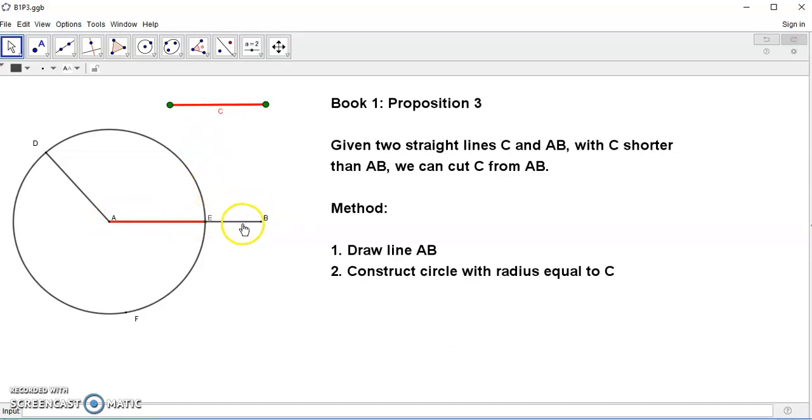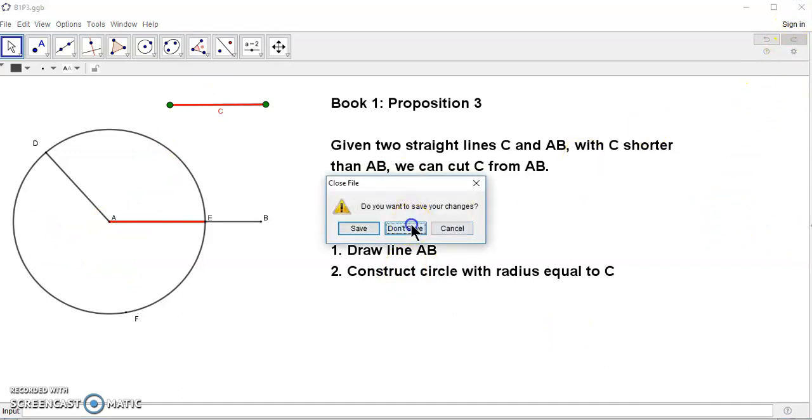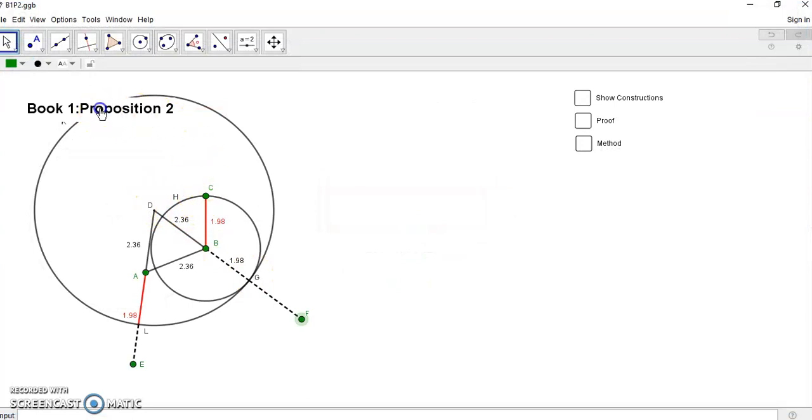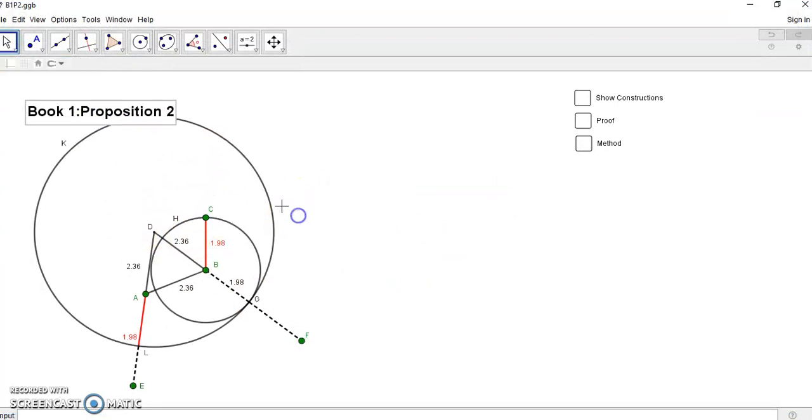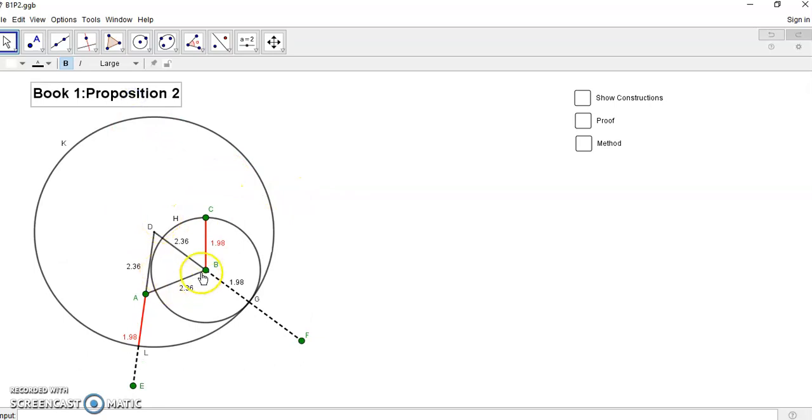Now remember, when we talk about straight lines, we're talking about distances. When we talk about any geometric object, we're talking about distances. We're not talking about anything else, okay? So bear that in mind as you do it. So the method here is very simple. You just draw a straight line like this, AB, and then construct a circle with center at A and radius equal to C. So that's how simple Proposition 3 was, and that's what Euclid should have covered before he wrote down Proposition 2, because that's really effectively what happens here.